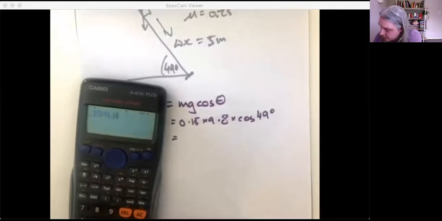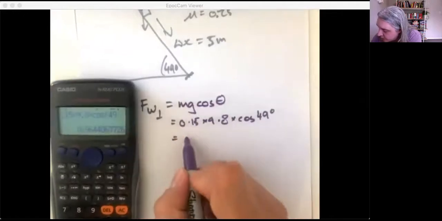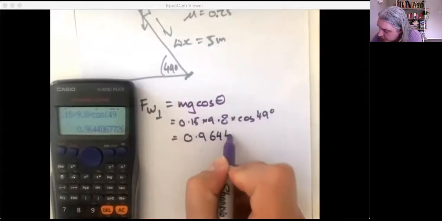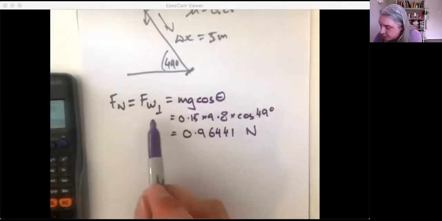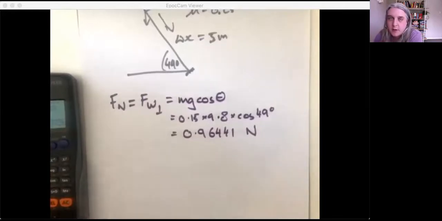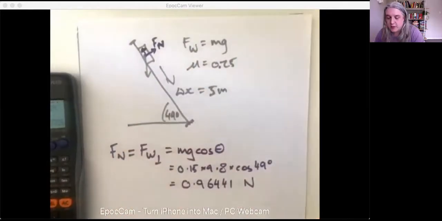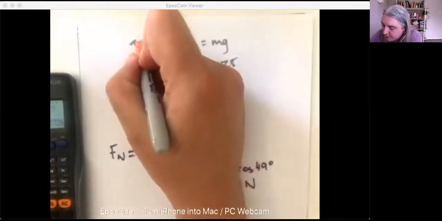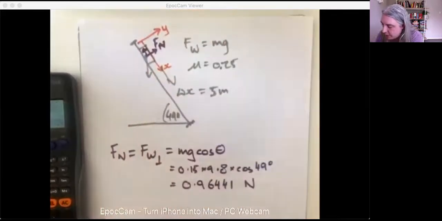That gives us 0.15 times 9.8 times the cosine of 49, which is a normal force of 0.96441 newtons. So that's our normal force and our weight force magnitude. Remember, this is just our magnitude. I'm not including the pluses and minuses and x's and y's, because we're keeping in our head what the frame of reference is. The y is still perpendicular and the x is still parallel.